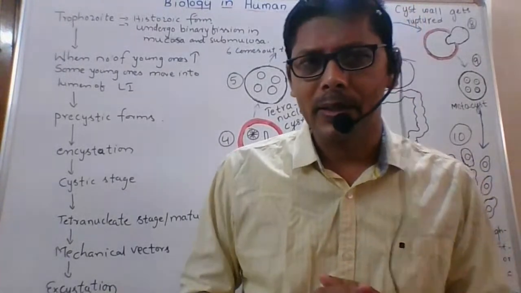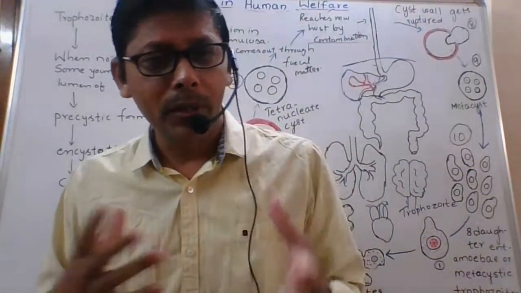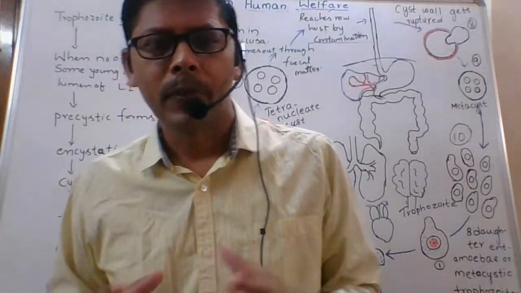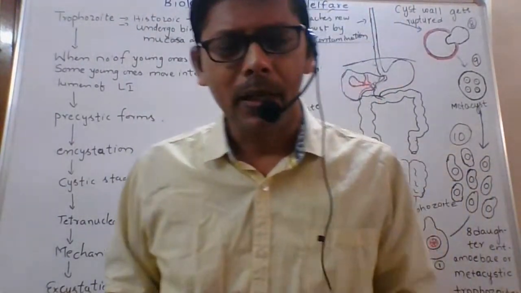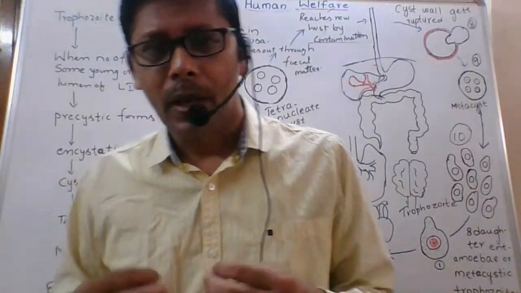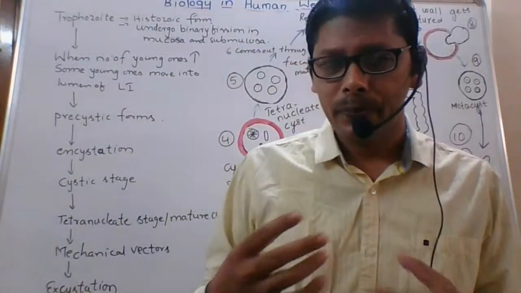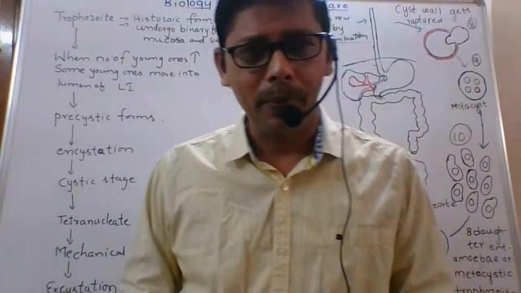That proteolytic enzyme is called histolysin. With this enzyme, it can dissolve the mucosa and submucosal layers. As a result, blood and cellular debris are formed, and epithelial cells are also damaged in that particular part.